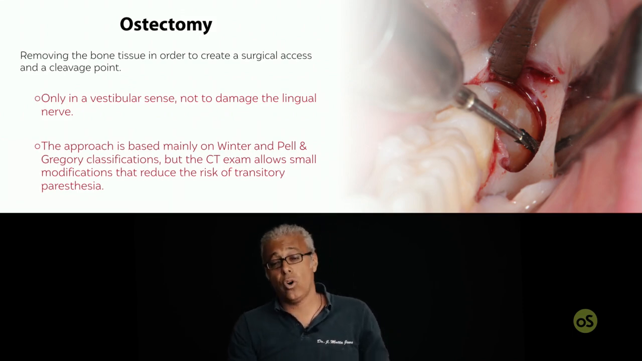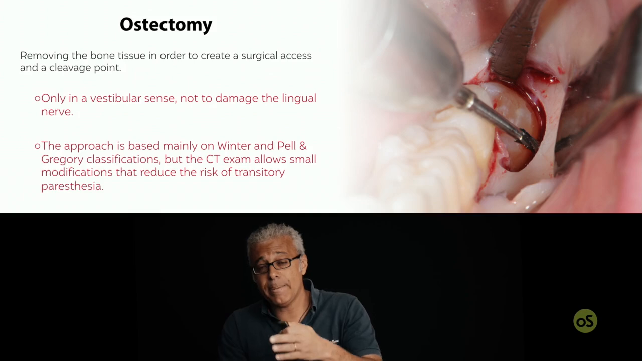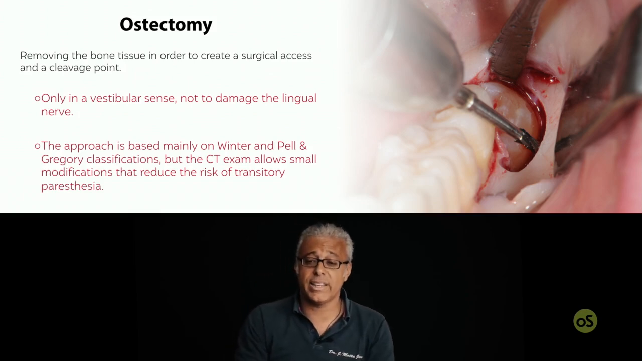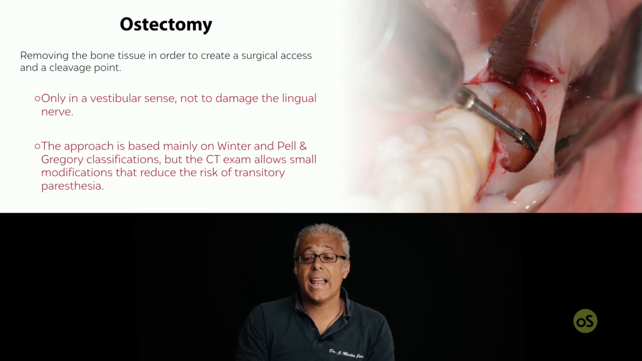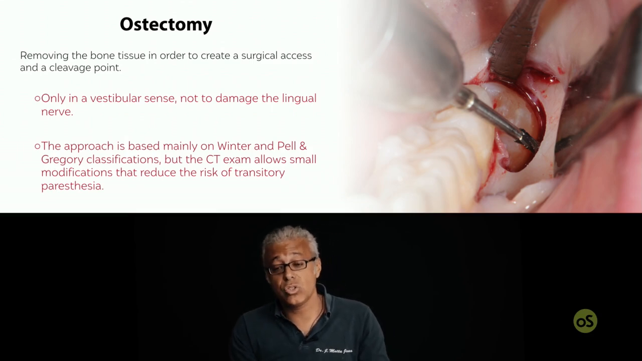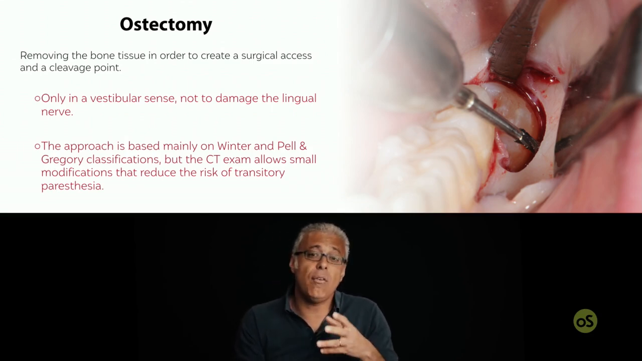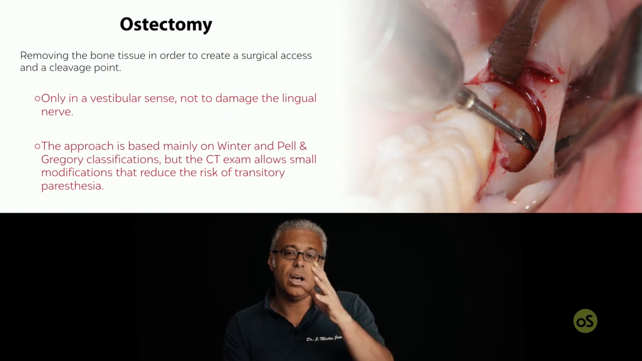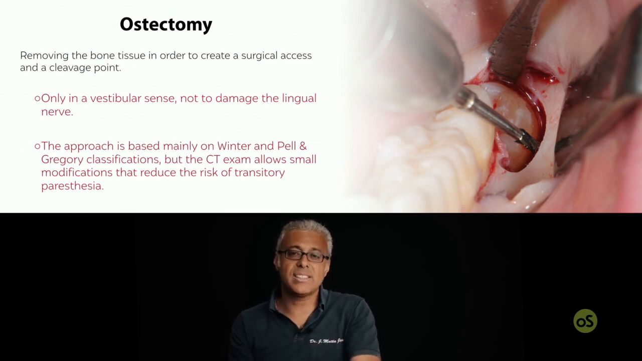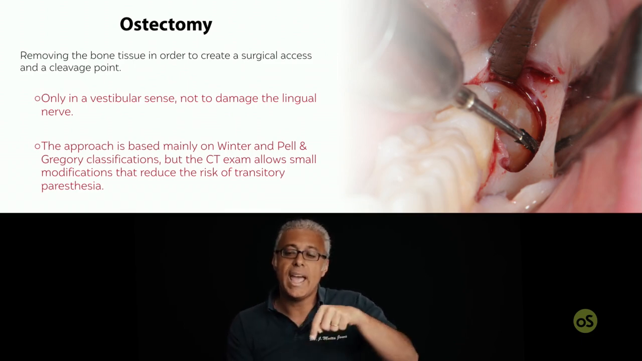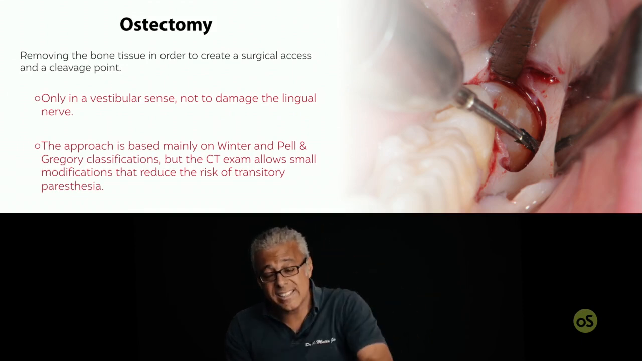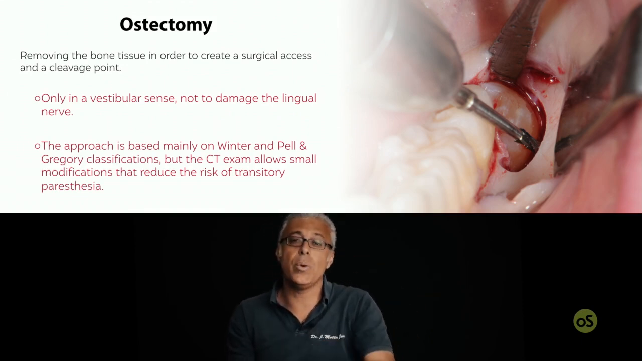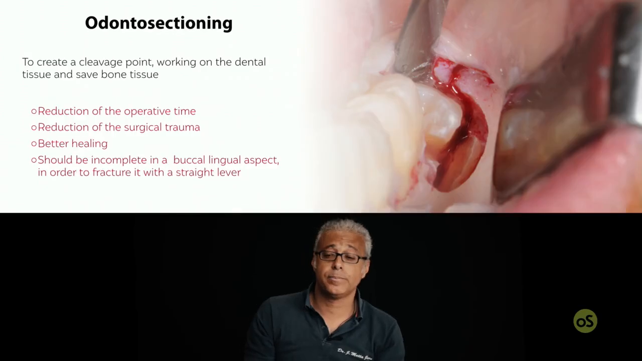The approach is obviously mainly based on the Pell-Gregory classification and on the Winter classification, and the CT scan allows small modifications to reduce the transitory paresthesia. Obviously, we know that if the nerve is on the buccal side, we are going to do an ostectomy which is quite superficial, and we're not going to go inside towards the root where we can find the nerve.